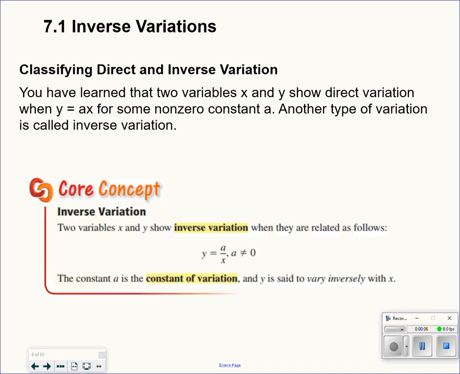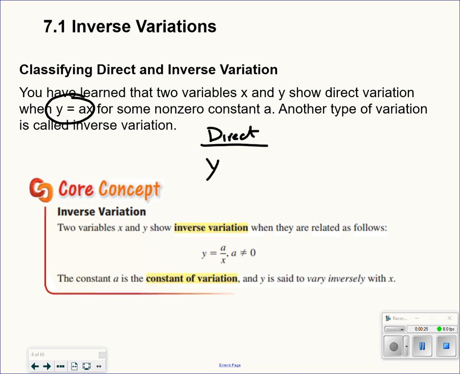Section 7.1, today we're going to talk about inverse variation. So classifying something as a direct variation or an inverse variation. There are two types of variations that we're going to deal with. The first one is a direct variation. I'm going to write that right here, direct variation.